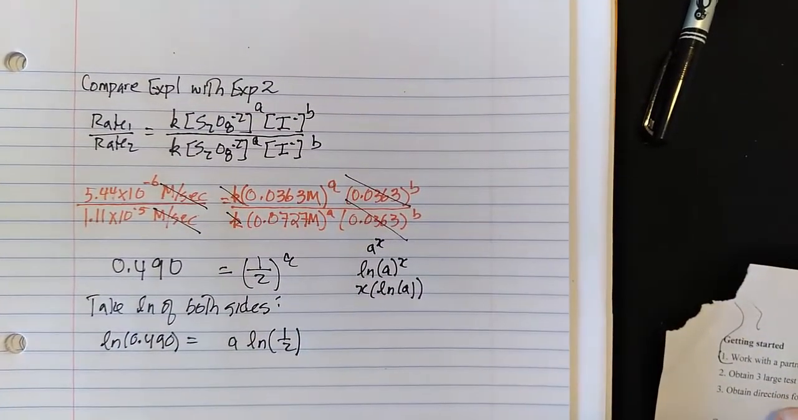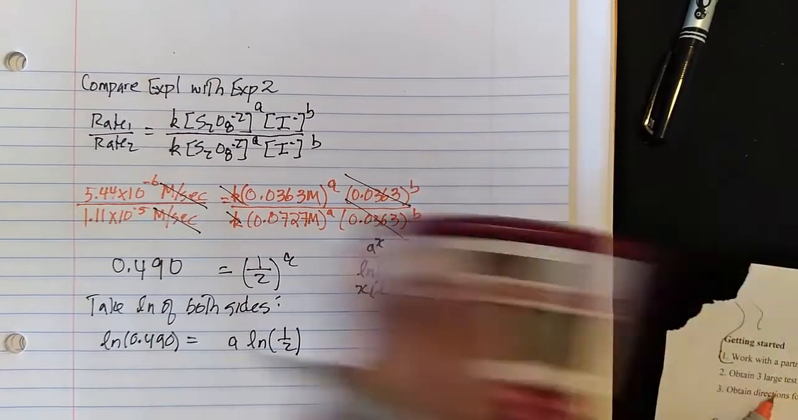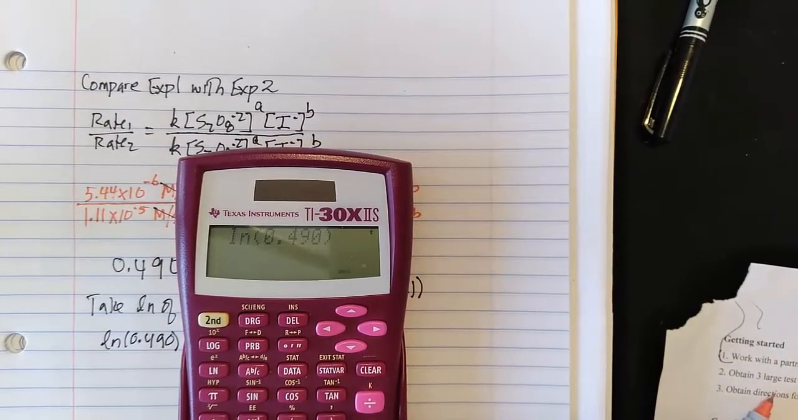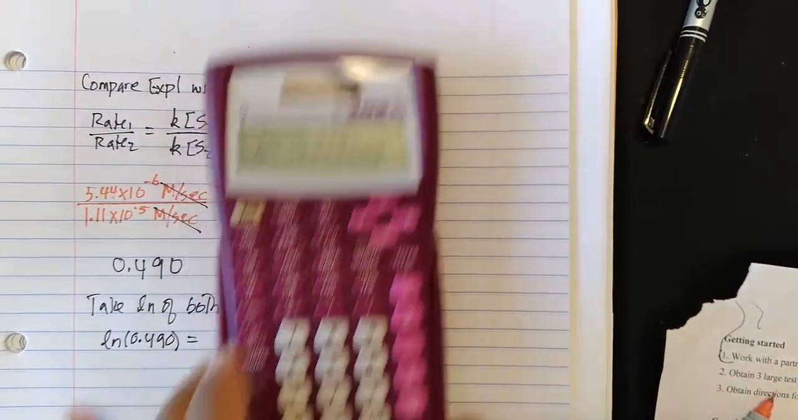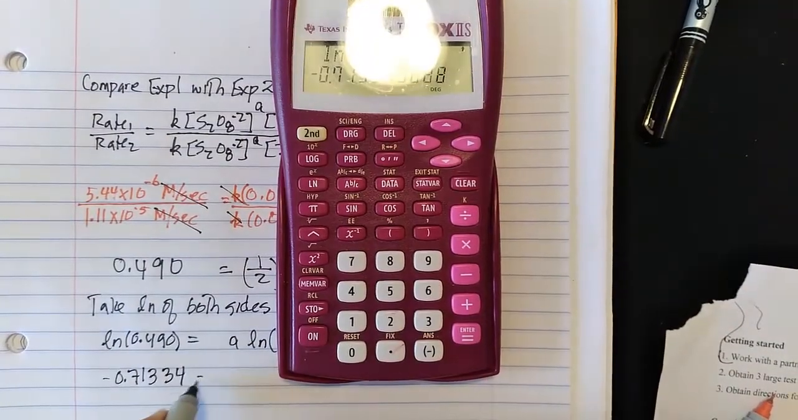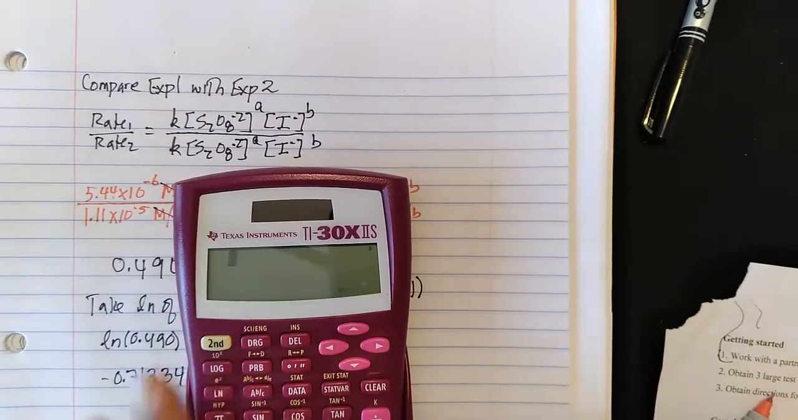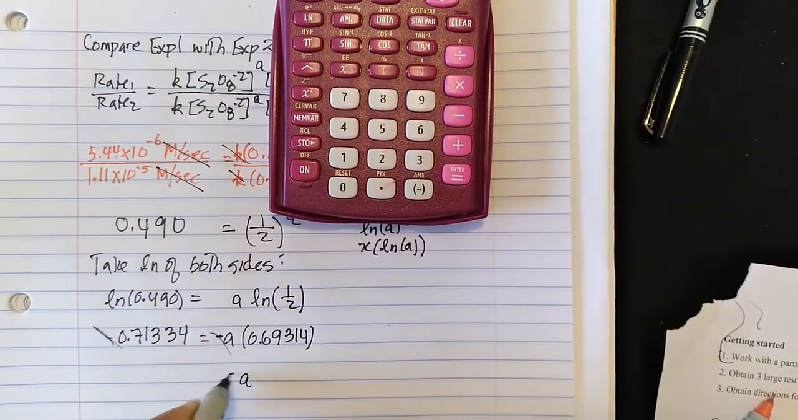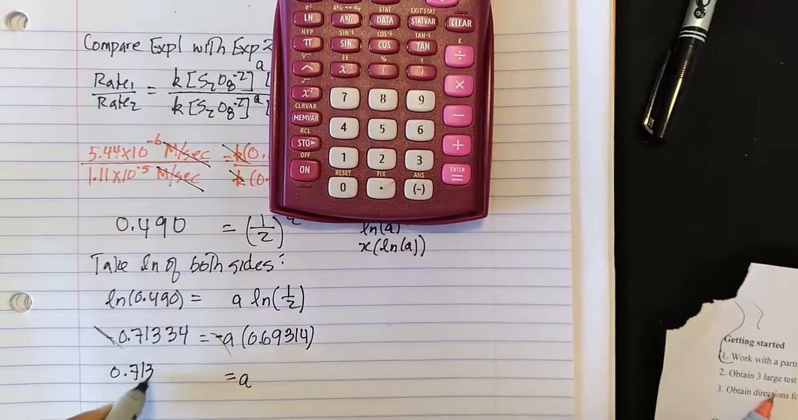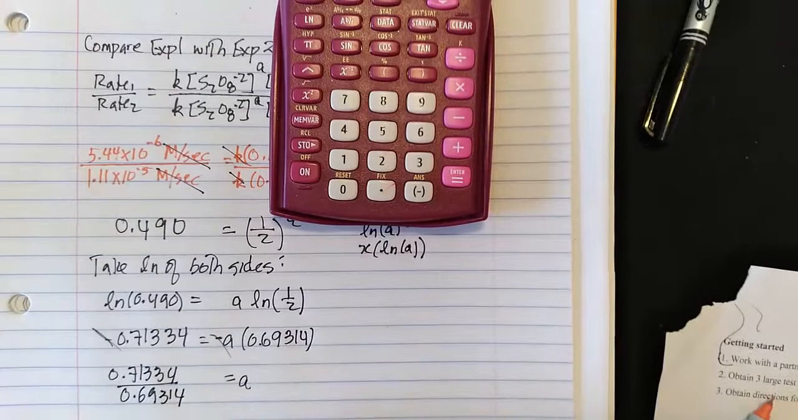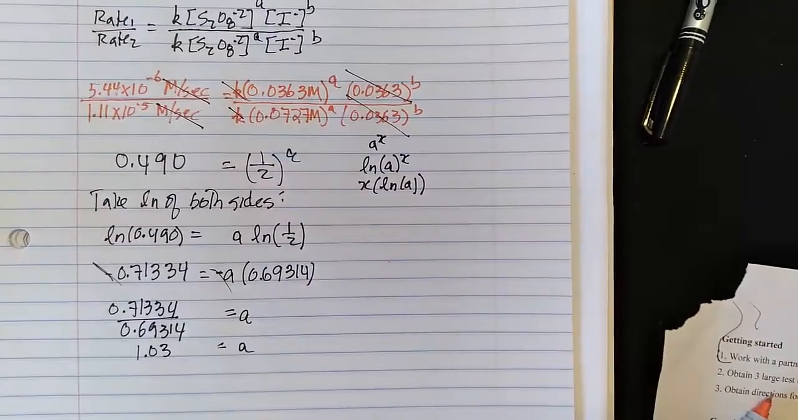So anyways, natural log of 0.490, let's take the natural log of that. Natural log of 0.490 is minus 0.713. Let's just put a couple of extra digits here, and equals a times natural log of 1/2, minus 0.6931. The minus signs will cancel each other out. So a is going to equal 0.71334 divided by 0.69314. Let's put that in our calculator. And there we have it.